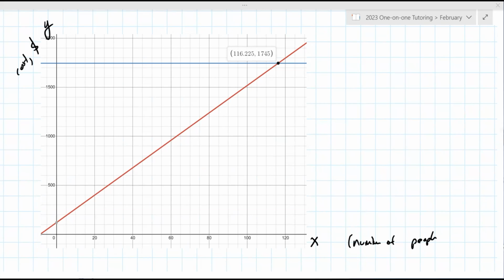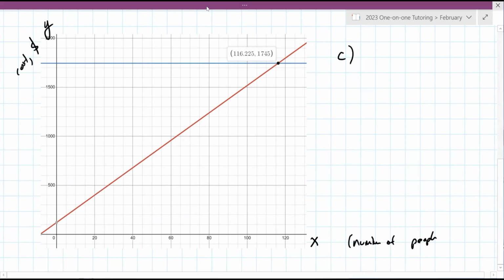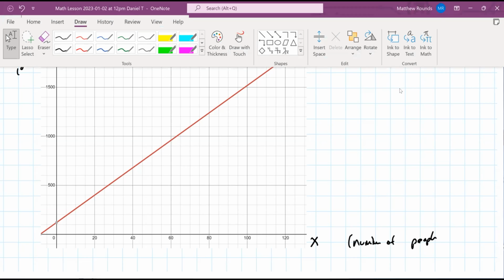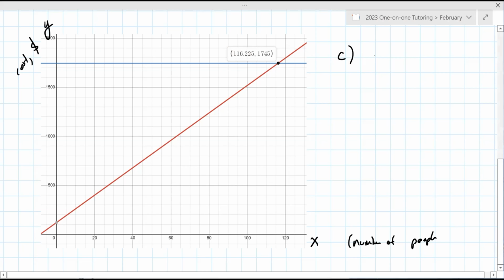Let's go back and actually look at what the question says. It says graph this function in an appropriate window, labeling the axis and scale. If the budget for the party is $17.45, how many people can attend? So that's part C. So really two approaches for part C. One approach is to look at the graph like we have here and figure out where the two lines intersect. And you can see it's at 116.225 people. You probably know that you can't have a partial person. So you would typically round down to 116.